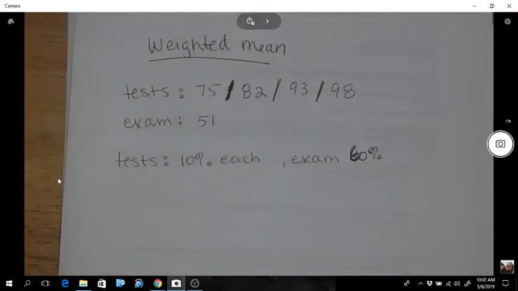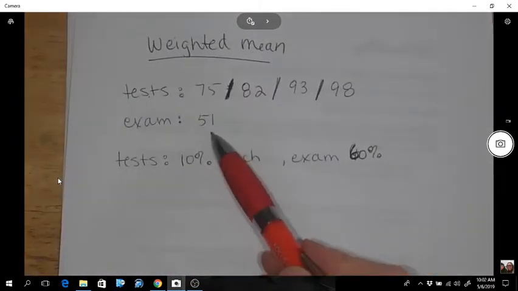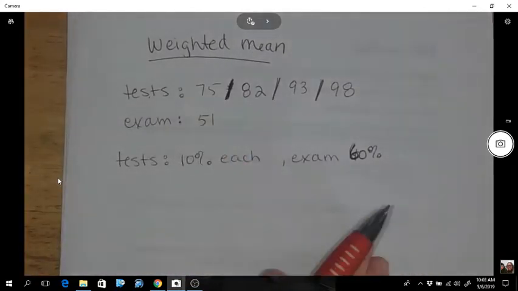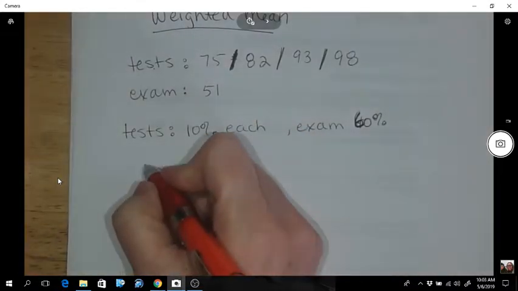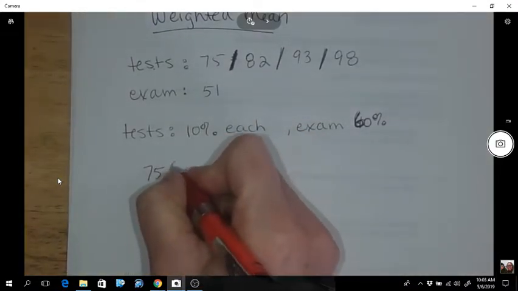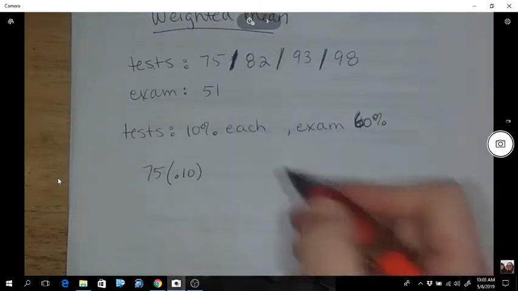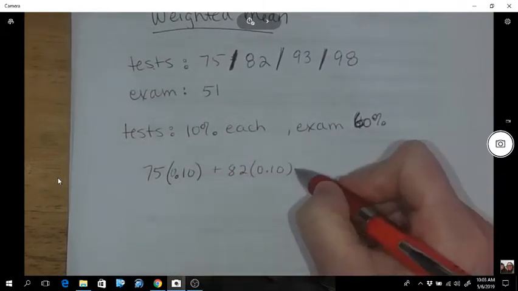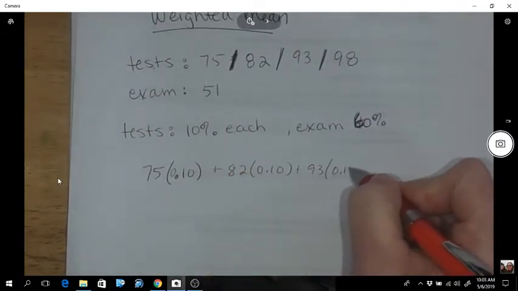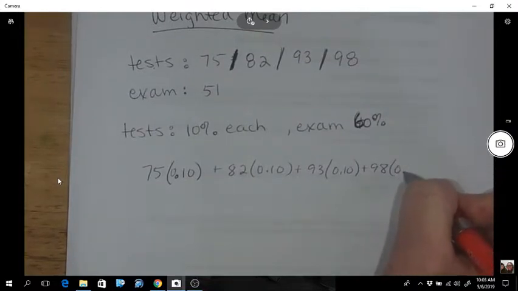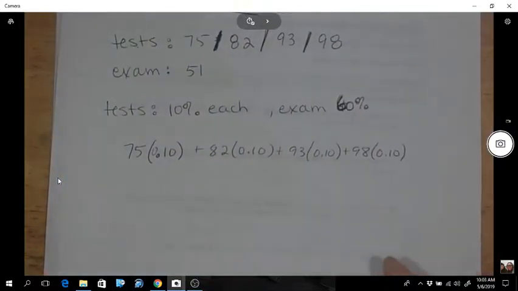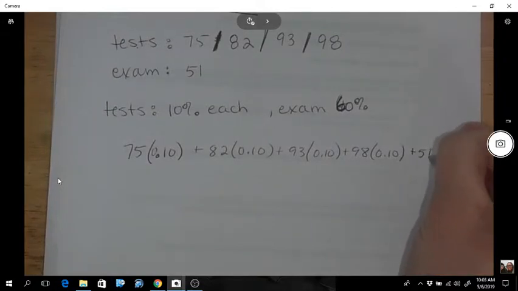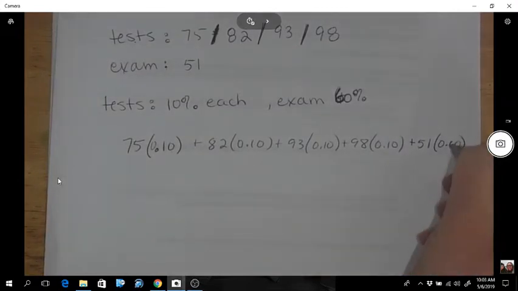So I know, in thinking of that, that the average you're going to have is going to be lower than 80 because you got 51% on your exam. Okay, so what we're going to do is we're going to take each test score and times it by 10%. And we're going to add them all up. Okay, so that's how you weight. Each of those were 10%. And then your final exam, which was weighted at 60%, so you're going to times that by 0.6.